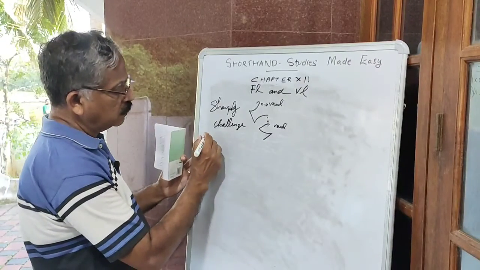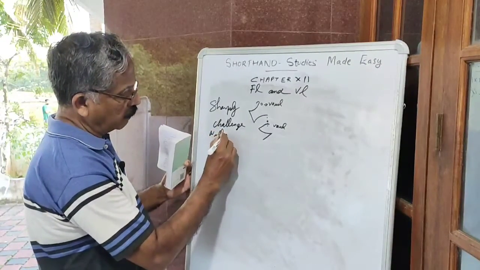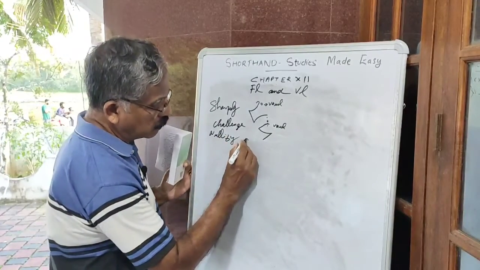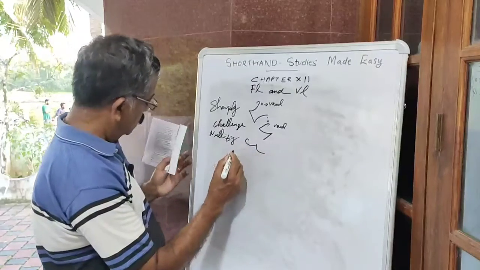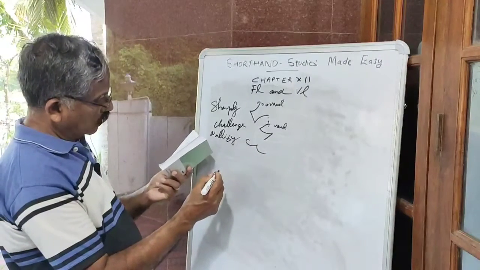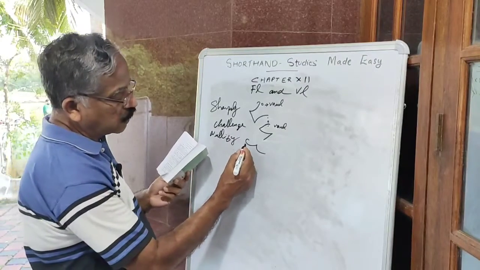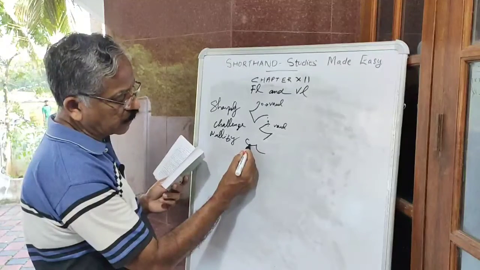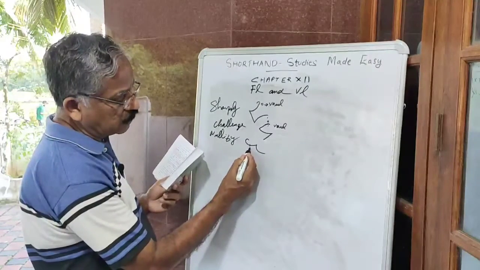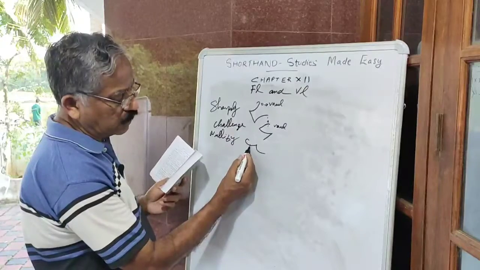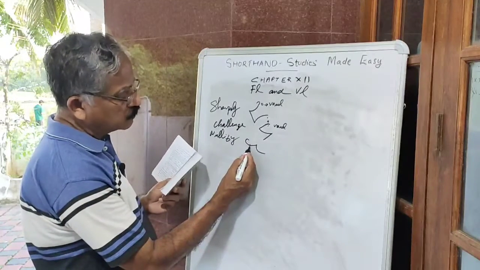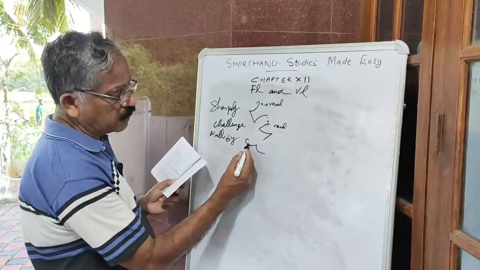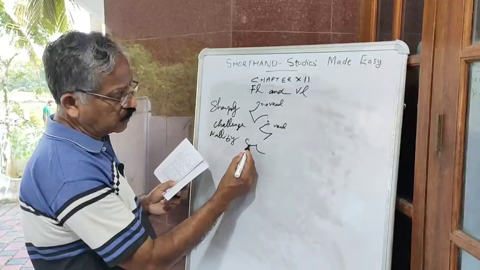Nullify. How do we write nullify? Nullify. Now there's a vowel. In nullify, the vowel comes in between N and L. That is why we cut this line. Instead of writing here, we cut the line because this vowel, the second place vowel, has come in between L and N. That is why we cut the line, to clearly write this vowel.